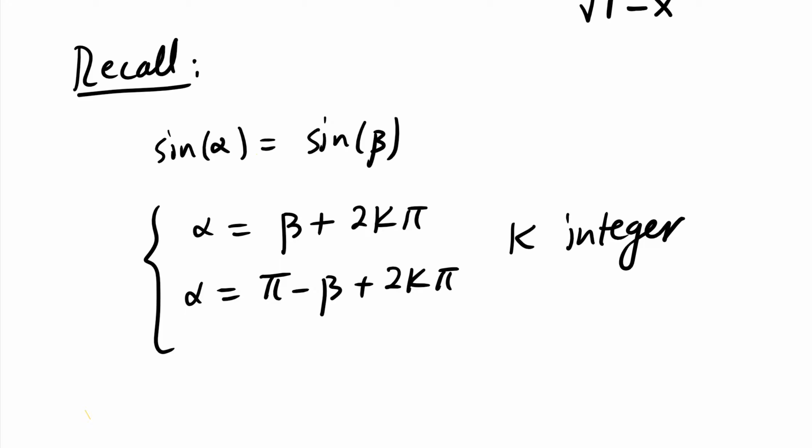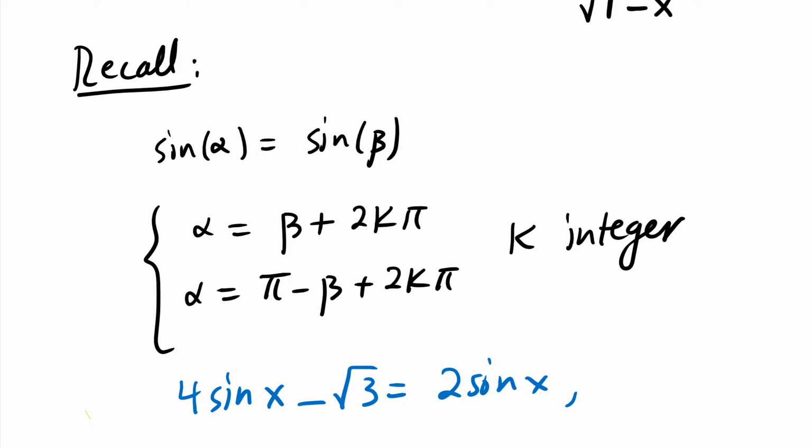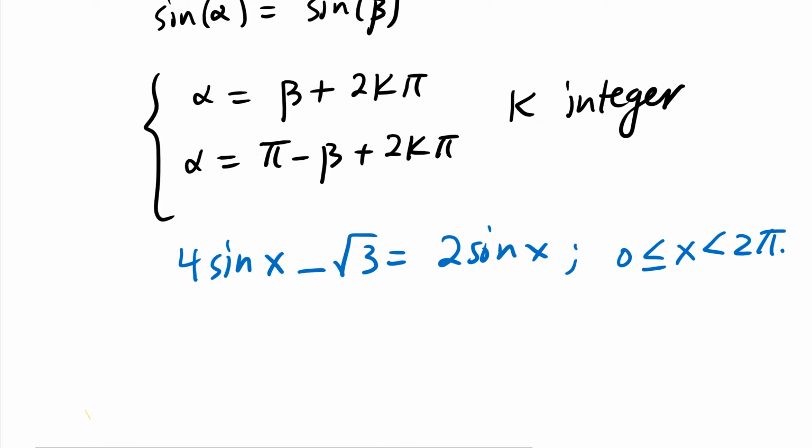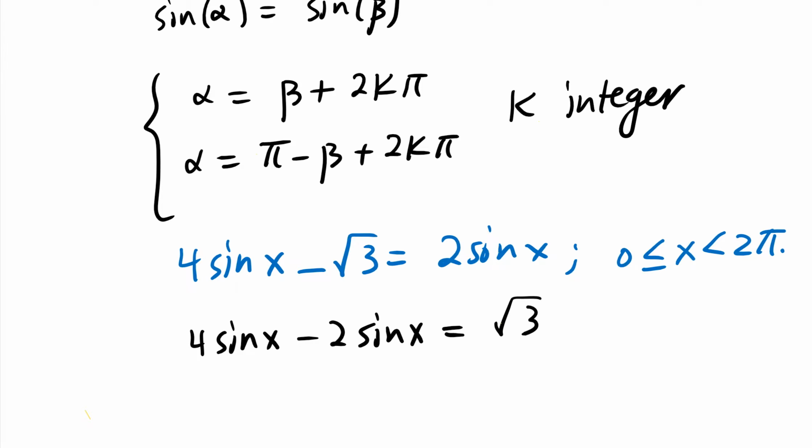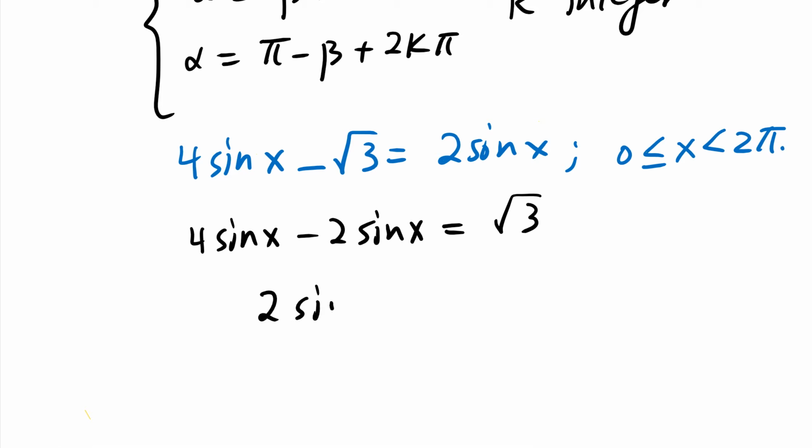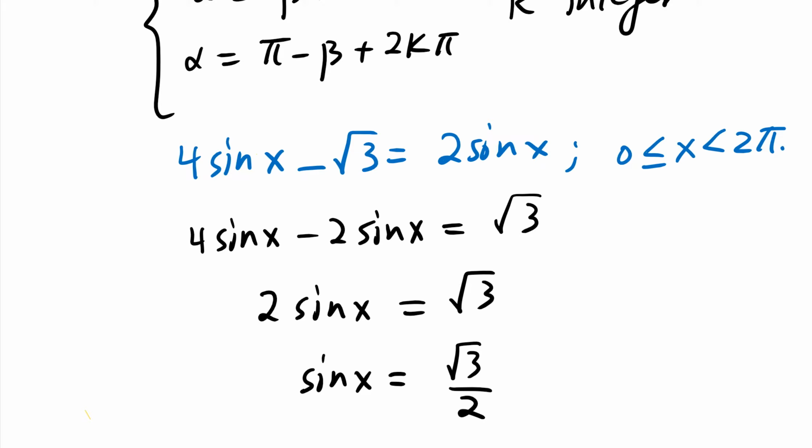To solve an example on this, let's say solve sine x minus square root of 3 equals 2 sine x, with x from 0 to 2 pi. To solve such an equation, we can subtract 2 sine x on both sides to bring the sine x to one side and add square root of 3 on both sides. That gives 2 sine x equals square root of 3. So sine x is the square root of 3 over 2. So first, you have to get sine or cosine by itself, as I just did.